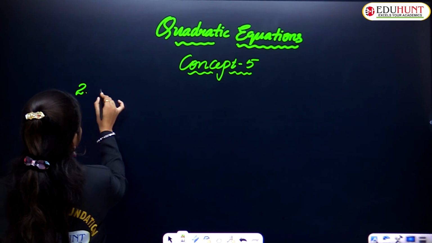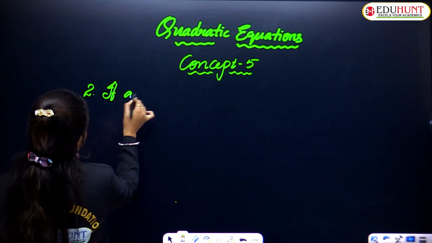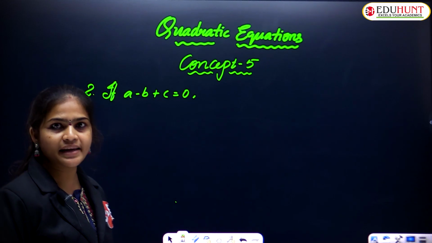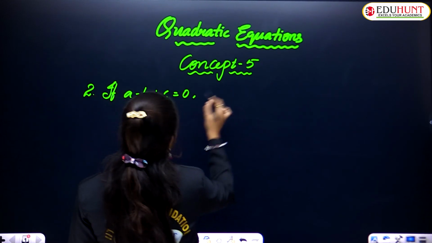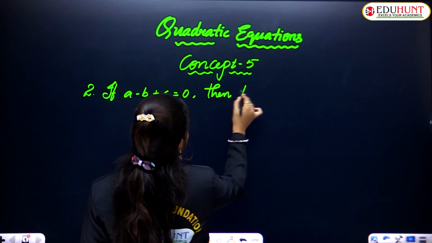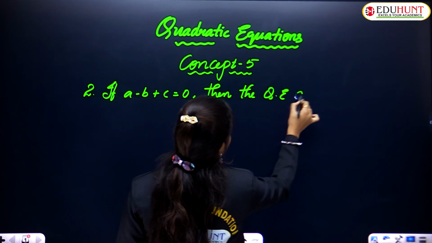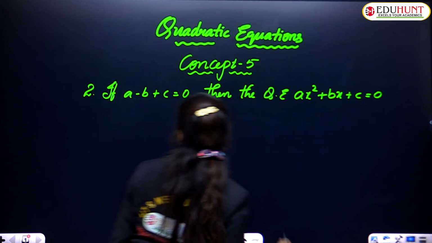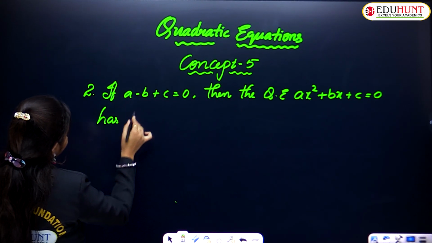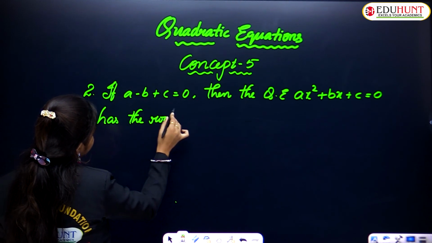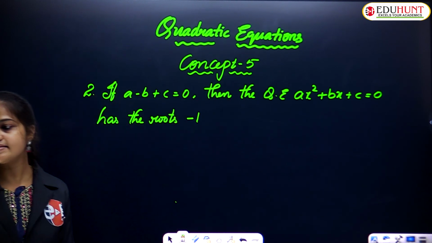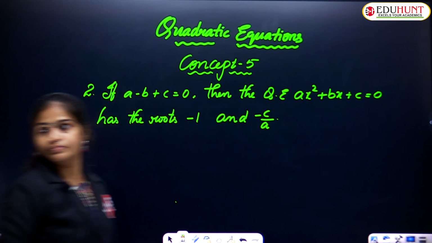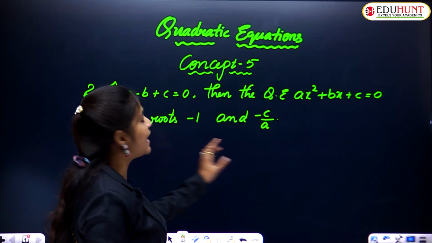So the second one here, the point is, if a minus b plus c is equal to 0. What is the condition? If a minus b plus c is equal to 0, then the quadratic equation ax square plus bx plus c is equal to 0 has the roots minus 1 and minus c by a. So why? Because here the roots are minus 1 and minus c by a.